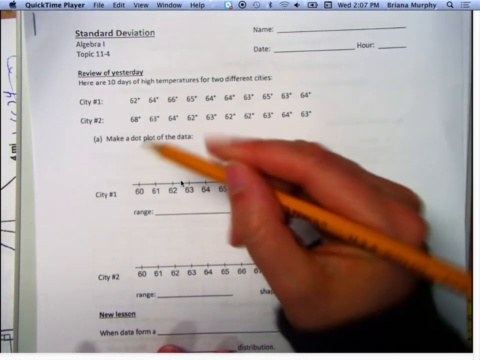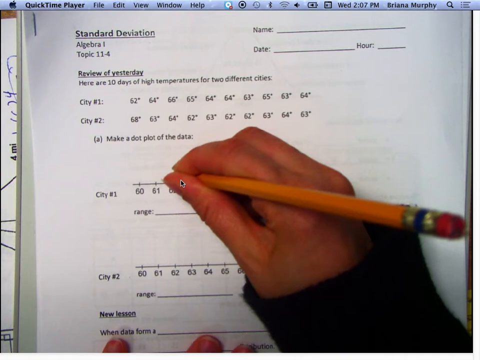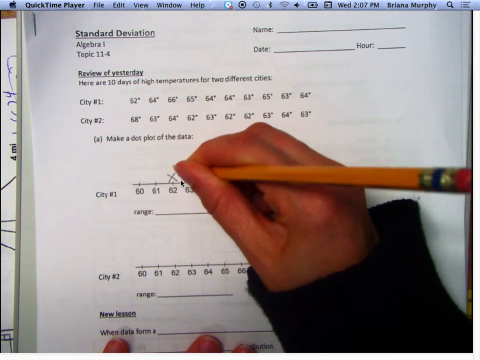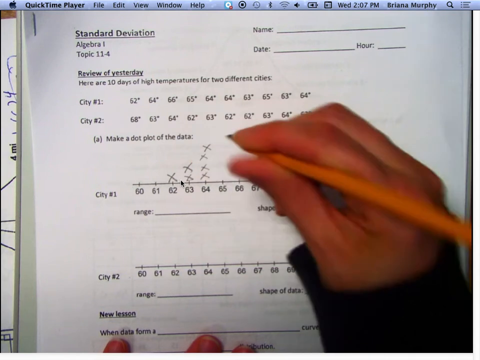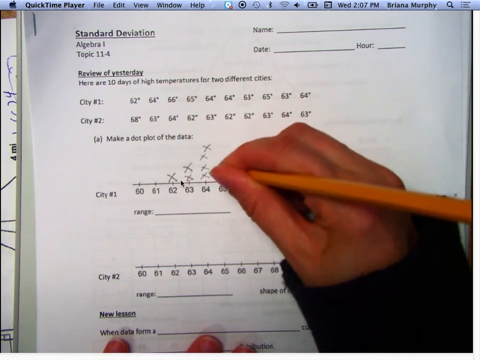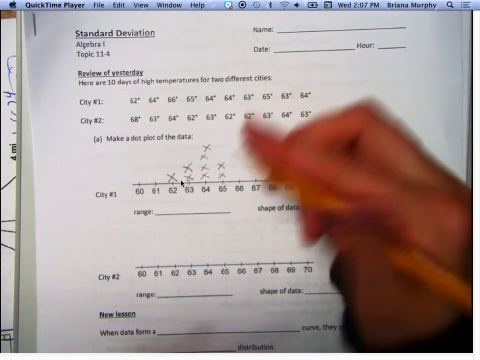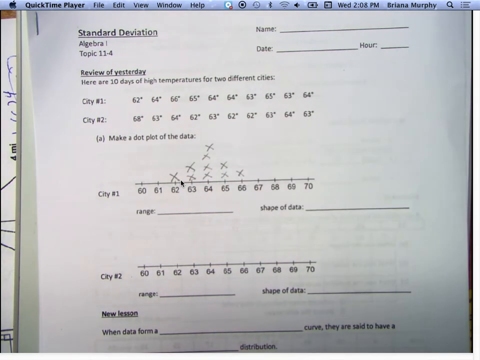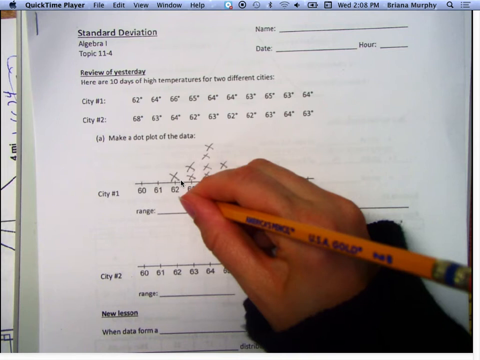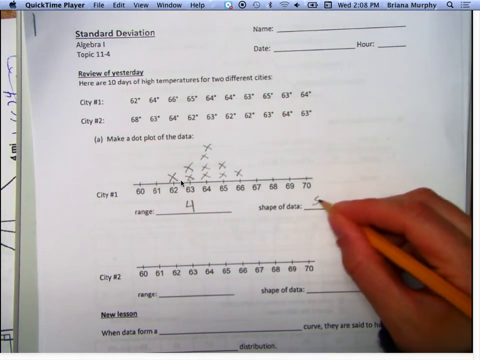Okay, symmetric. So we've got 1 at 62, we've got 2 at 63, we've got 4 at 64, we've got 2 at 65. I did X's instead of dots. You can do dots. It's all good. All right, what's 66 minus 62? 4. And it's symmetric, right?